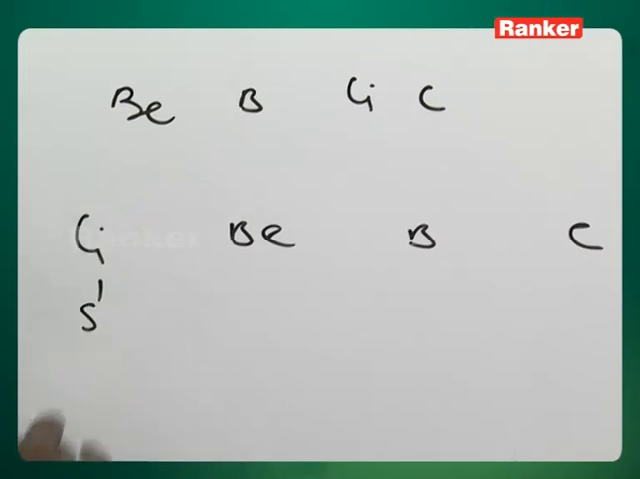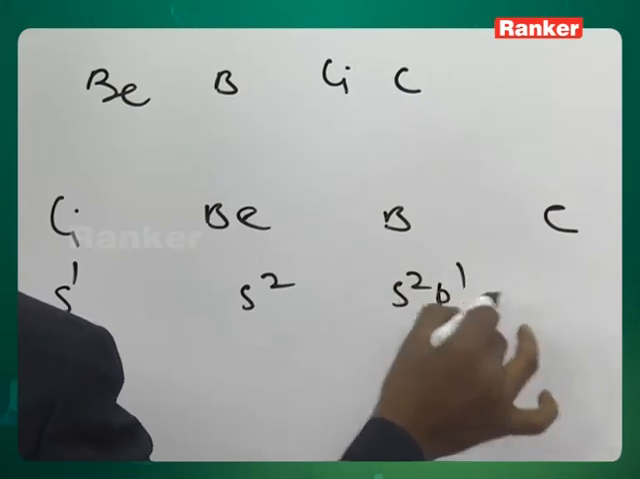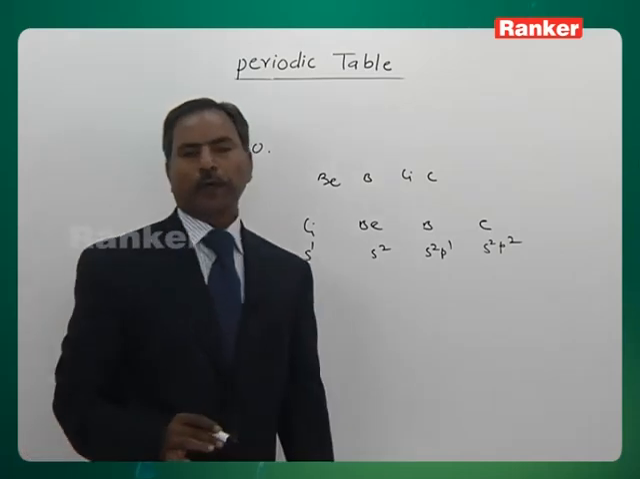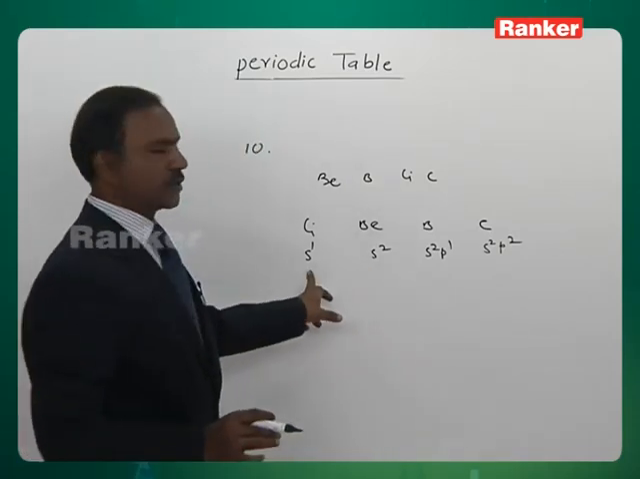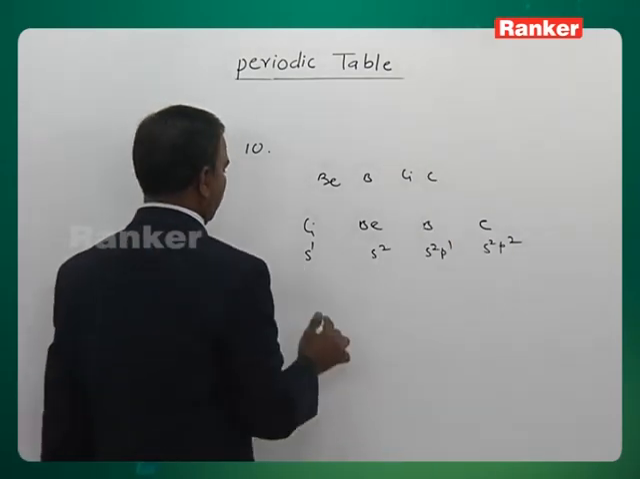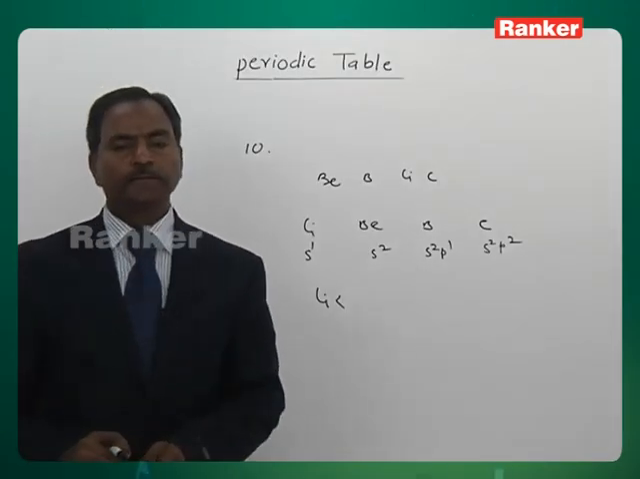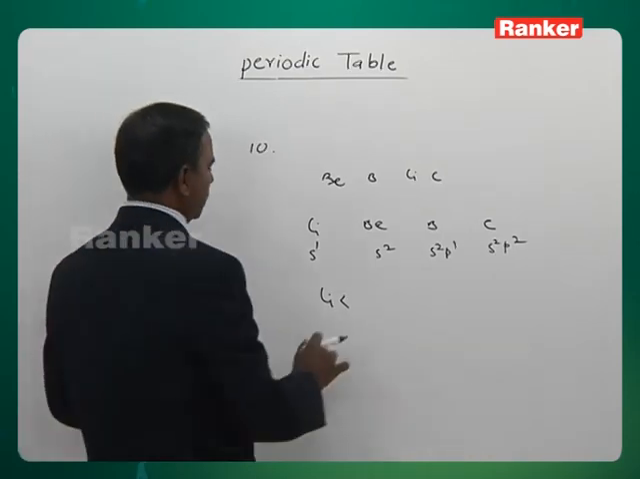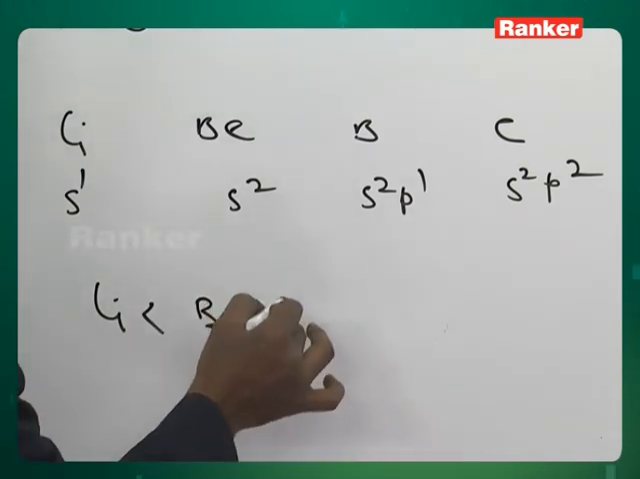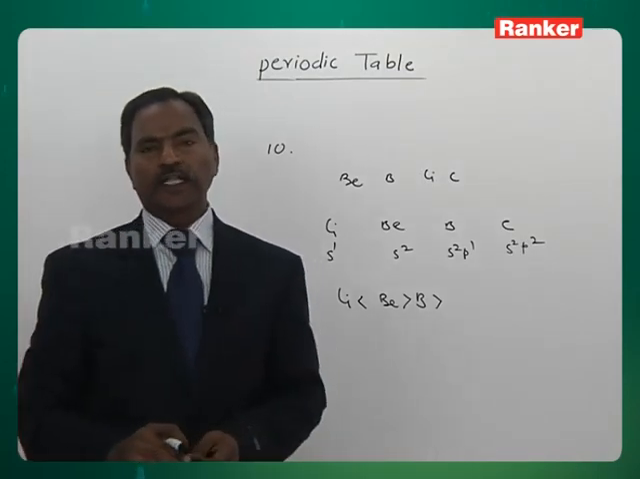The configuration of lithium is what? S1, beryllium S2, boron S2P1, carbon S2P2. According to order of stability, lithium has the less stable electronic configuration. Therefore, among these, lithium will definitely have the lower IP value. Lithium is less than beryllium, but beryllium is more than boron. And boron is less than carbon.